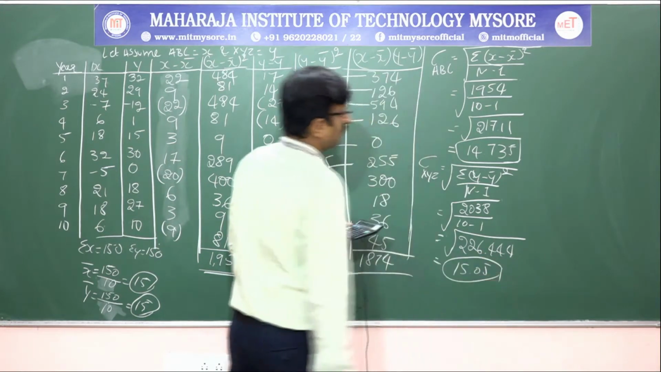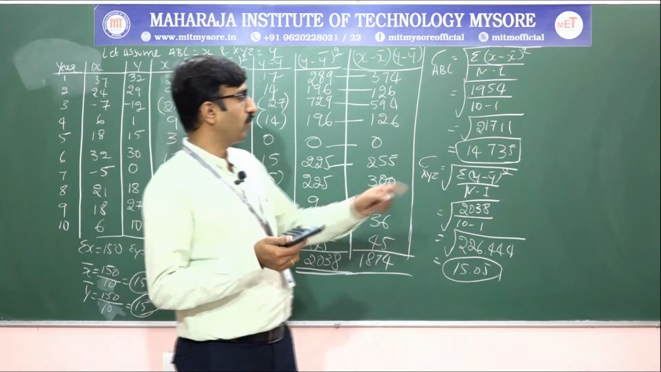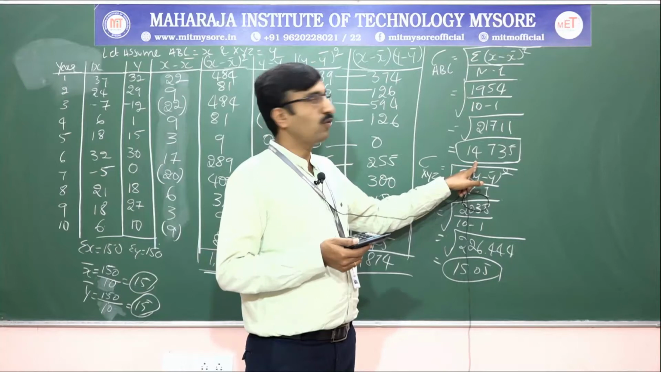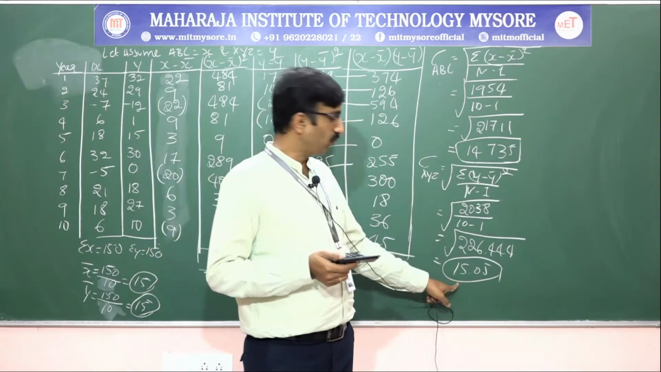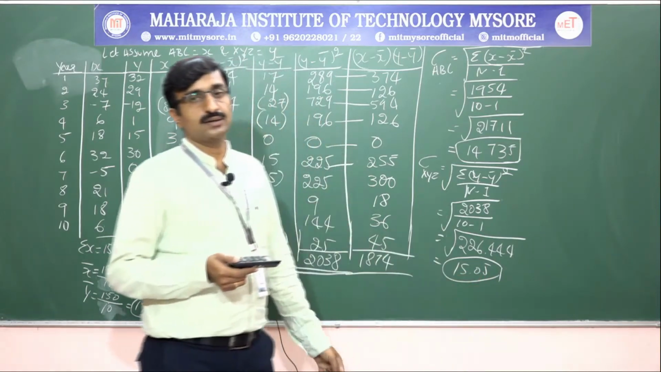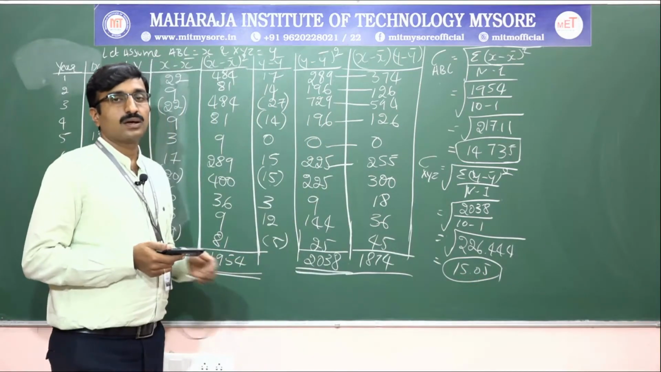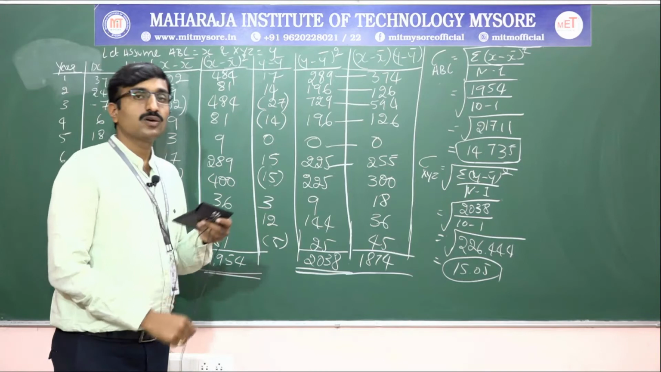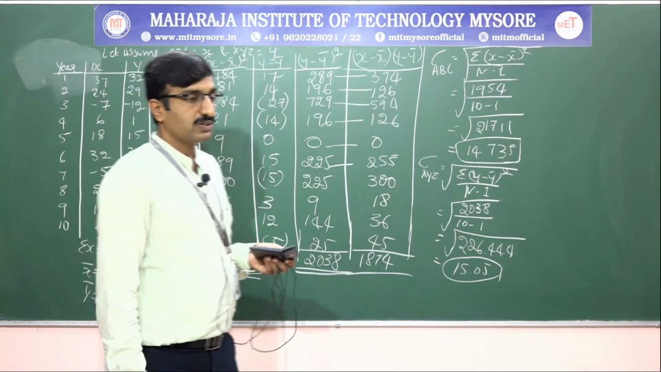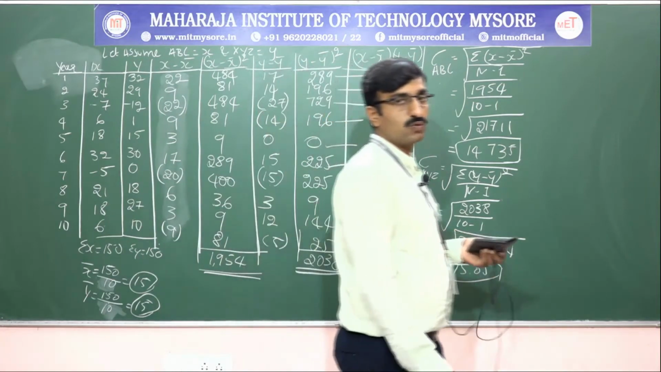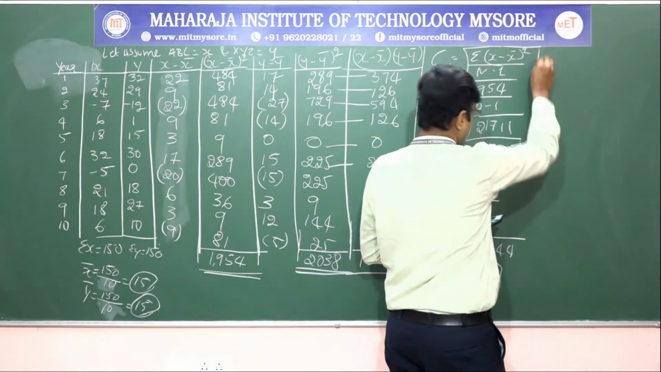Individual risk is 14.735 for ABC, and for XYZ it is 15.05. Got it? Next, moving on to correlation coefficient calculation.